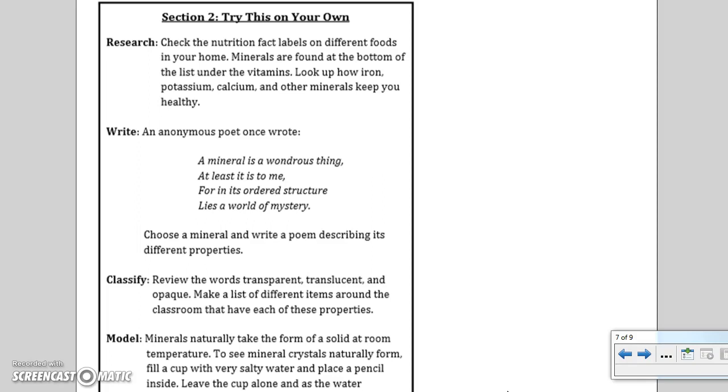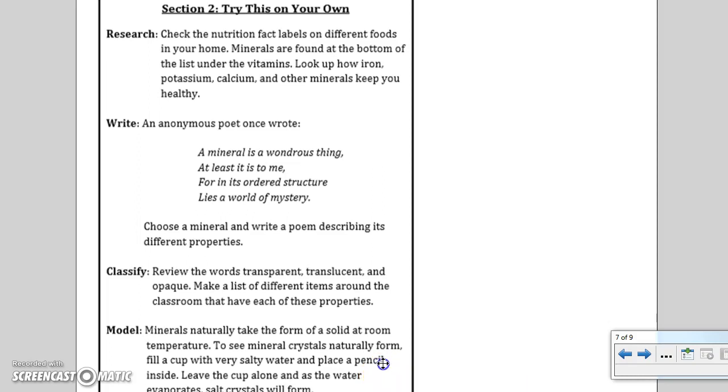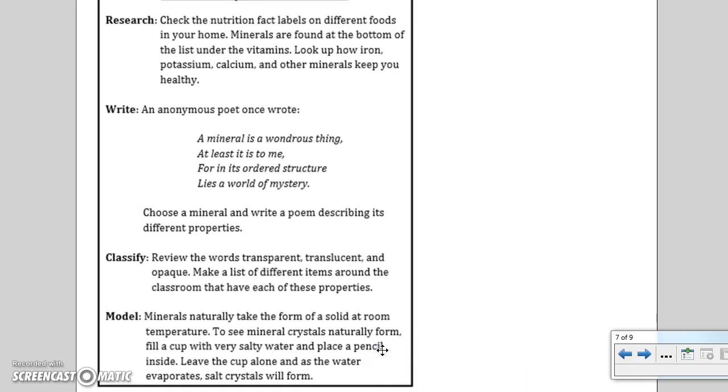Model. Minerals naturally take the form of a solid at room temperature. To see mineral crystals naturally form, fill a cup with very salty water and place a pencil inside. Leave the cup alone. And as the water evaporates, salt crystals will form.